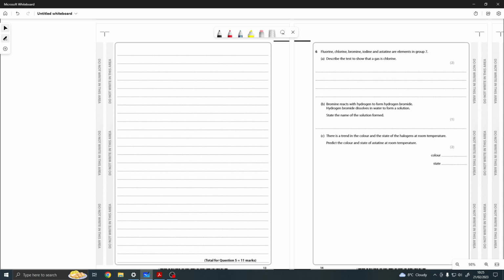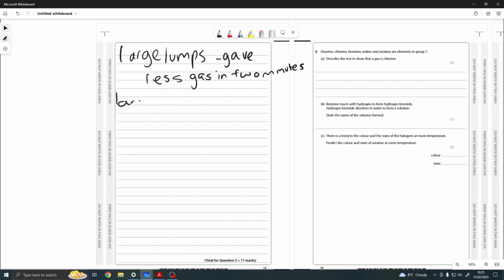Okay, so large lumps gave less gas in 2 minutes. I'm going to squeeze that in there. Large lumps gave less gas in 2 minutes. They did, right? Now, what does that mean? Large lumps have a smaller surface area.